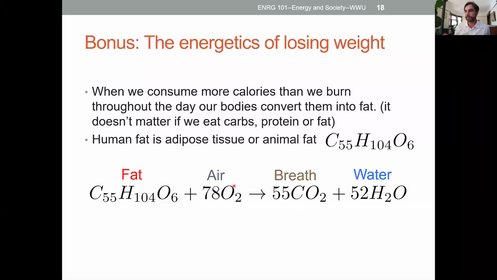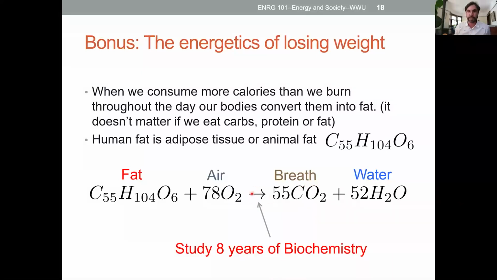So yeah, this is fat, this is air, this is your breathing, this is water. And this arrow, I have no idea what happens. You have to have like a PhD in biochemistry. And this is where different things like metabolic rates and different thyroid conditions and et cetera can complicate this basic thermodynamic structure.